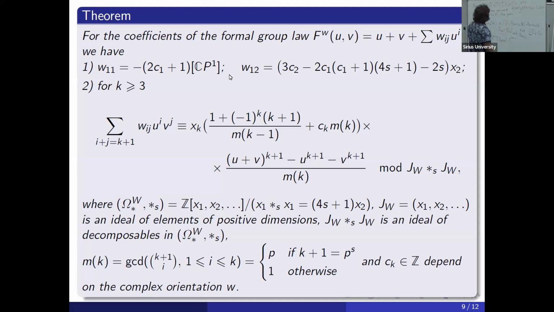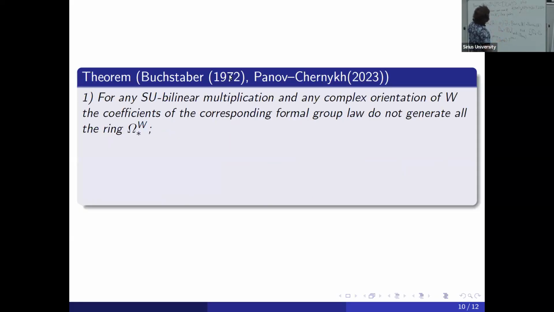And what is the conclusion of this? What are the corollaries? From this calculation, we can obtain the classical results of Viktor Matveyevich. For any SU bilinear multiplication and any complex orientation, the coefficients do not generate the ring. From this, for example, we obtain that there are no multiplicative transformations from complex cobordism to W which are surjective on the coefficients.